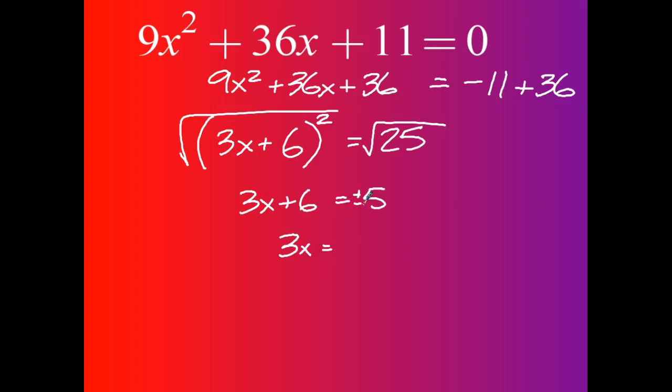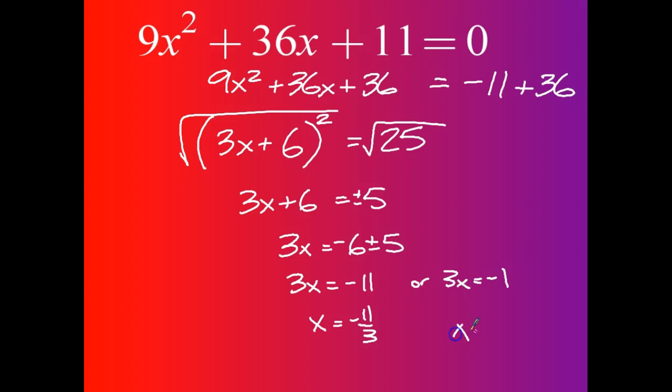3x is going to be equal to negative 6 plus or minus 5. So 3x is going to be equal to either, let's see, negative 6 minus 5 is negative 11, or 3x is equal to negative 6 plus 5 is negative 1. So I'm going to get x is equal to negative 11 thirds, or x is equal to negative 1/3.